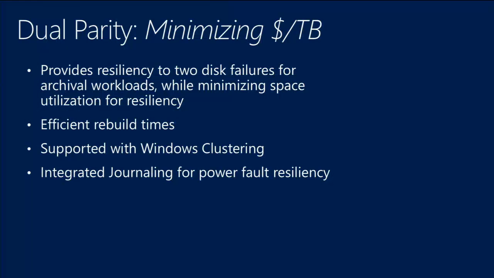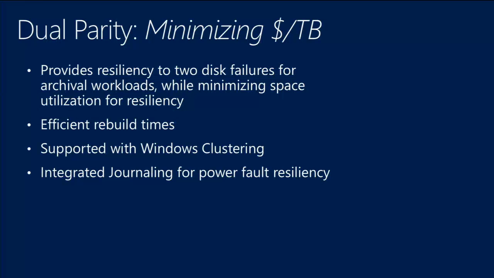The first capability that minimizes the dollars per terabyte for customers' archival workloads is dual parity spaces. Rather than having to use triple mirroring, I can simply use dual parity, and I get resiliency against 2-disk failures for my archival workloads. We've worked very closely with Microsoft Research in developing our dual parity implementation to ensure that rebuild times are faster than many industry implementations of dual parity. So the window of exposure to failure is reduced with our dual parity implementation.